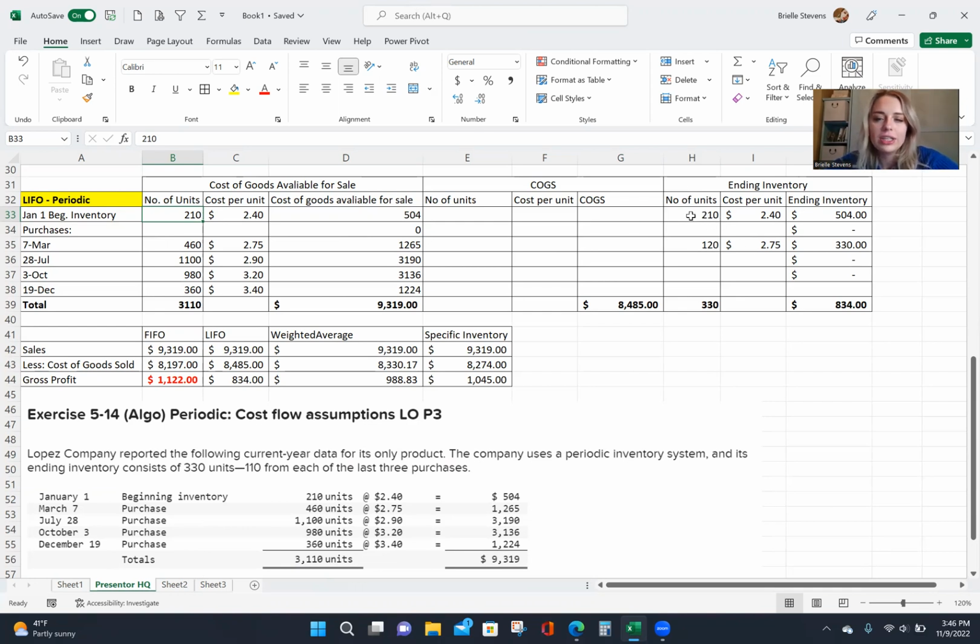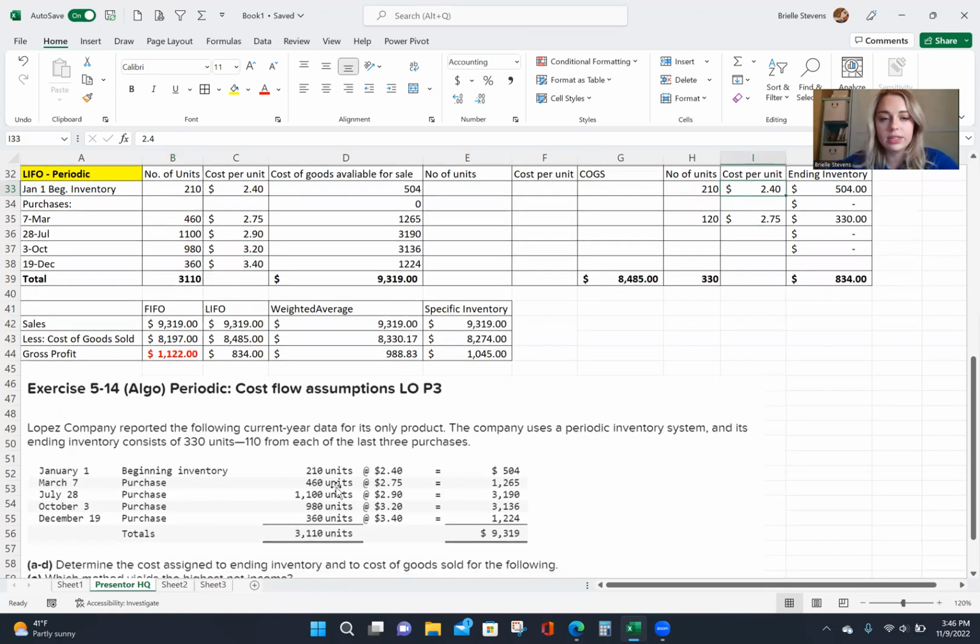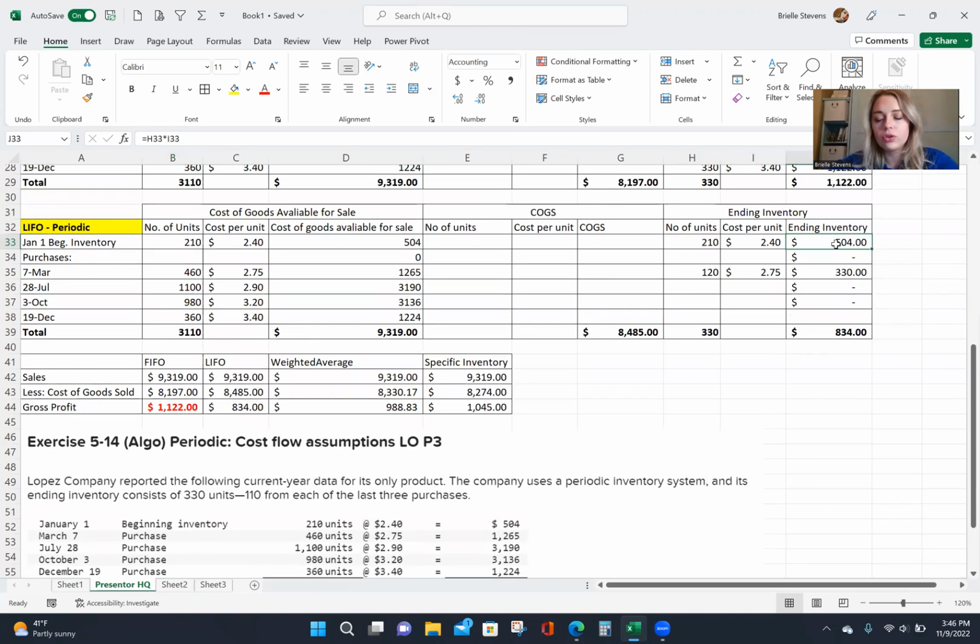So I know that we have 330 pieces remaining, and here on January 1st, we had 210 pieces. So that covers the 330. It's bigger than 210, so I know all 210 pieces are purchased for this cost, $2.40, which is given. So our ending inventory, 210 times 2.40 each, is $504. Now it's pretty simple. Always remember your equal signs.